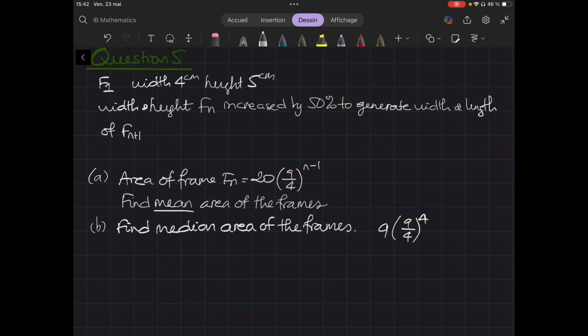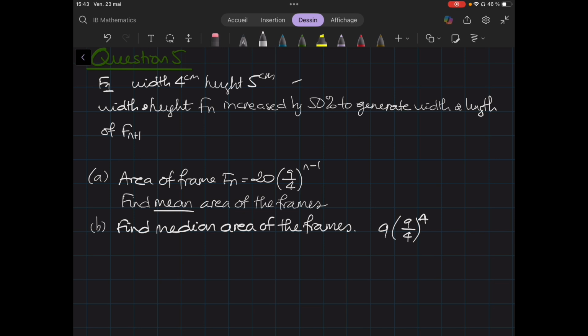This is question 5, and this question is on geometric series and a bit of statistics as well. This is a very nice question, I gotta say. So we have a sequence of 10 rectangular picture frames from F1 to F10. Picture frame F1 has width 4 cm and height 5 cm.